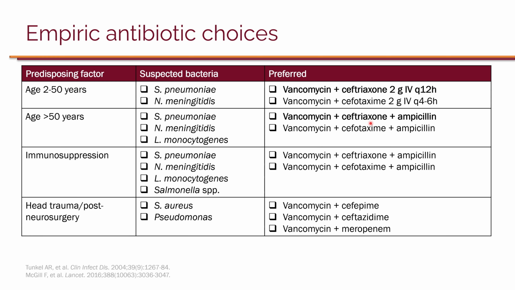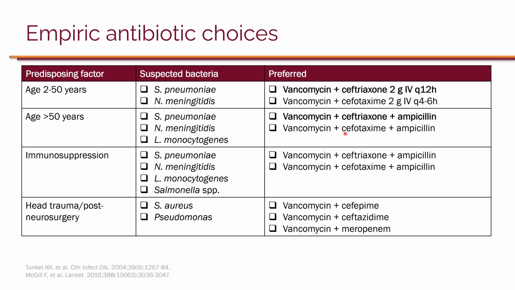In general, we want to avoid double beta-lactam due to increased risk of toxicity such as neurotoxicity, but in this case it is actually the standard of care to combine ampicillin and ceftriaxone. So ceftriaxone will take care of strep pneumo and Neisseria, and ampicillin will take care of Listeria, and of course vancomycin will also be added.